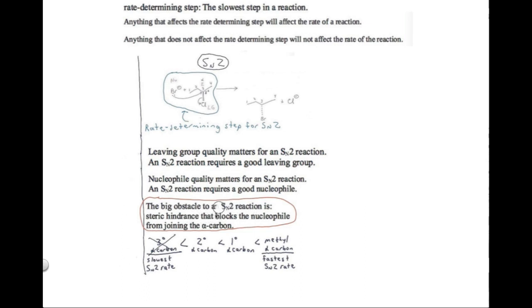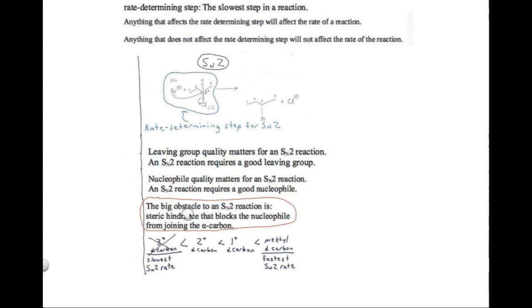That's why SN2 is fastest for a methyl alpha carbon and slowest for a tertiary alpha carbon. SN2 is fastest for a methyl alpha carbon because methyl alpha carbons have the least steric hindrance that can block the nucleophile from joining the alpha carbon. SN2 reactions are slowest for tertiary alpha carbons because those have the most steric hindrance that can block the nucleophile from joining the alpha carbon.